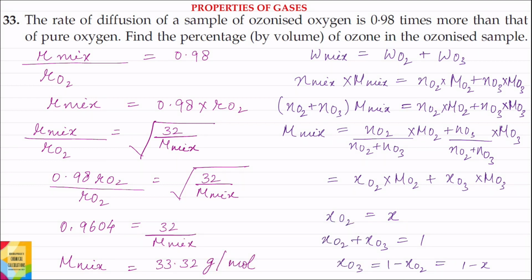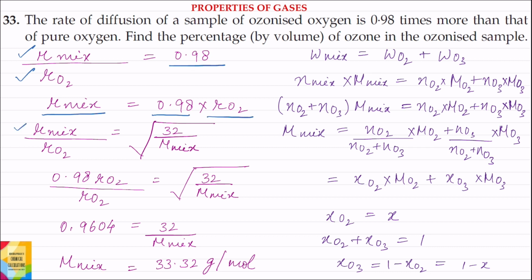Question 33. The rate of diffusion of a sample of ozonized oxygen is 0.98 times that of pure oxygen. Find the percentage by volume of ozone in the ozonized sample. As given in the question, the rate of diffusion of the mixture of ozone and oxygen divided by the rate of diffusion of oxygen is equal to 0.98. From this, the rate of diffusion of the mixture is equal to 0.98 times the rate of diffusion of oxygen.